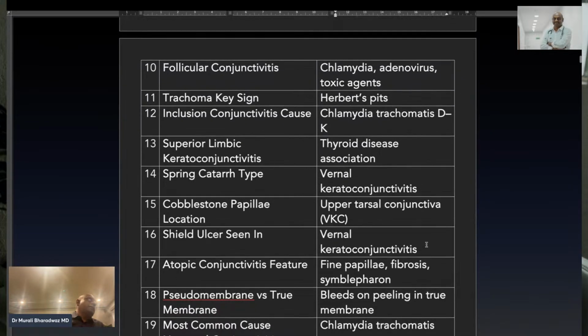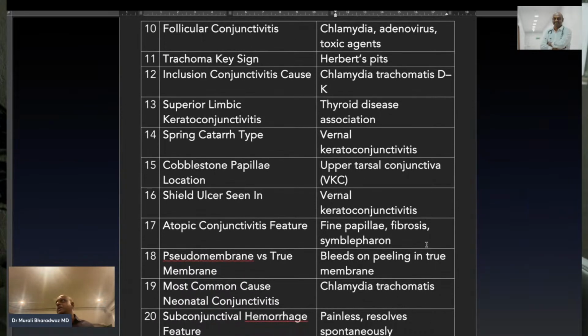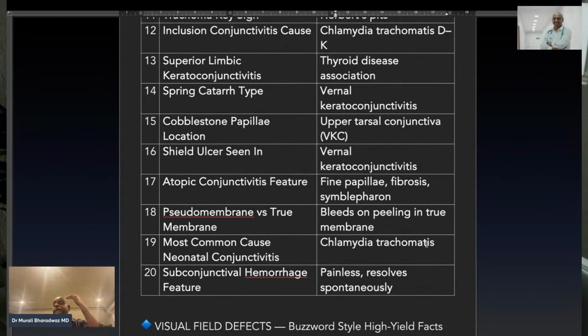Now coming to trachoma, Herbert's pits are the hallmark of trachoma, and Chlamydia trachomatis is the one responsible for trachoma. The D to K strains cause inclusion conjunctivitis. In thyroid disease, there is superior limbic keratoconjunctivitis. Similarly, in spring catarrh, those patients have allergic conjunctivitis. That's called vernal keratoconjunctivitis. Young boys.